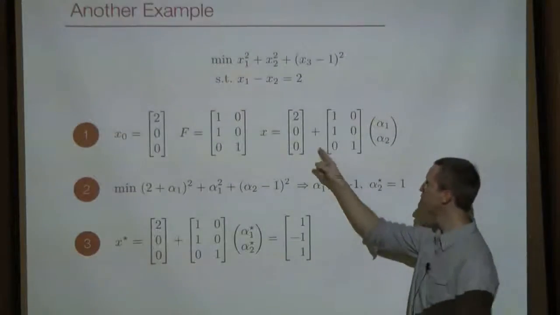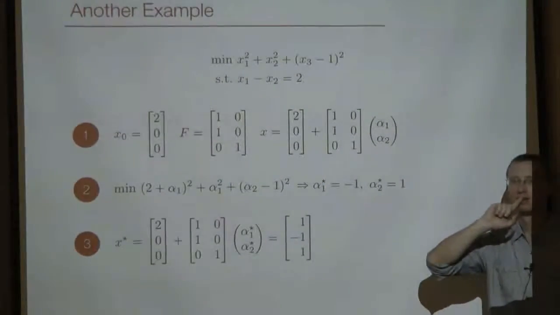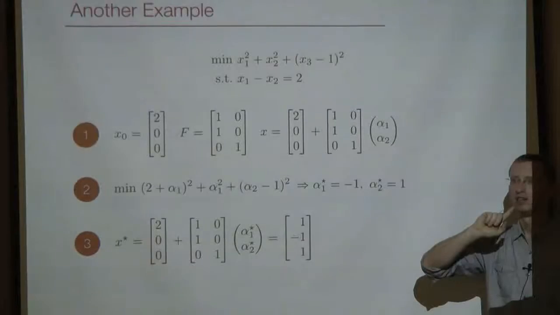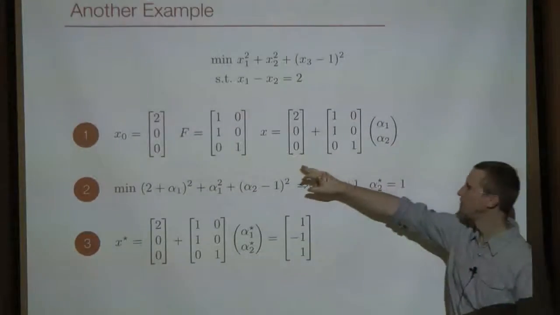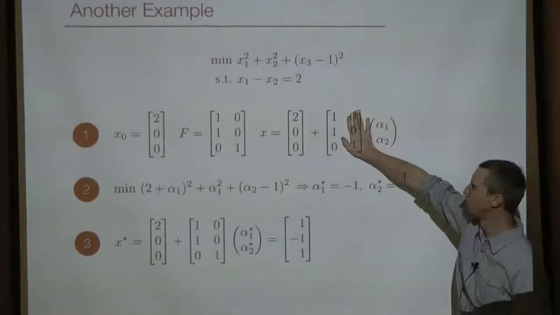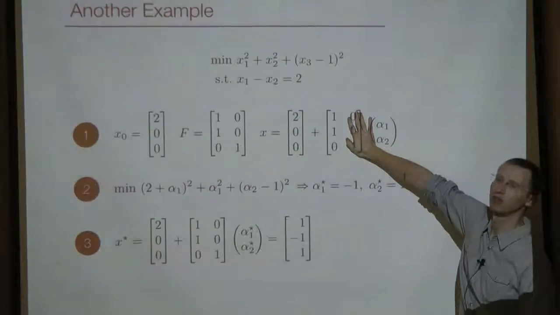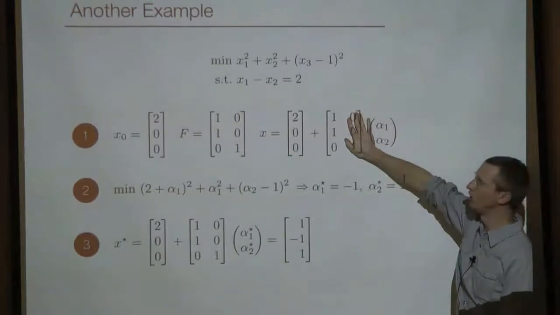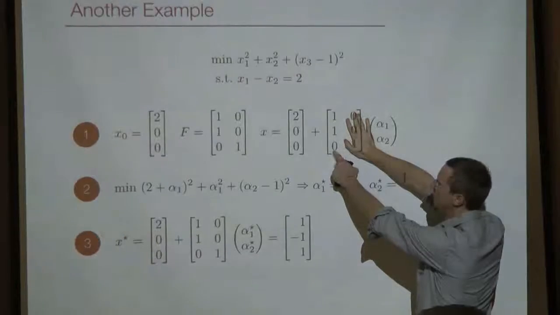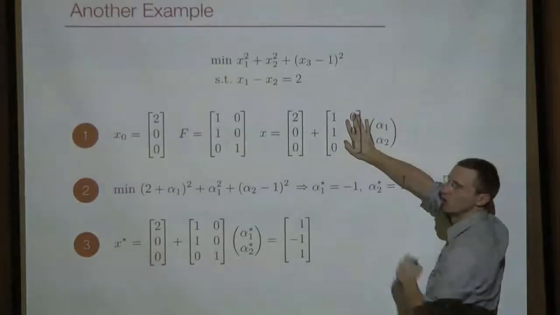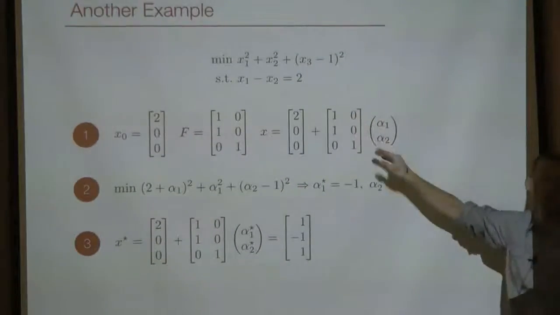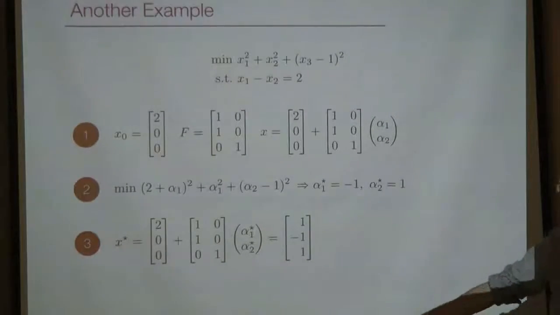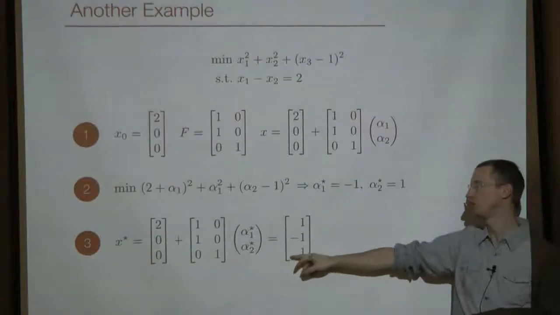That would mean that x3 would be constantly 0, right? That's what it would say, because we would not have this vector in the solution. Therefore, it would be only this vector times alpha 1. It would essentially say x3 is equal to 0 plus 0. So it would say that the optimal solution for x3 is 0. However, we see that the optimal solution for x3 is not 0.